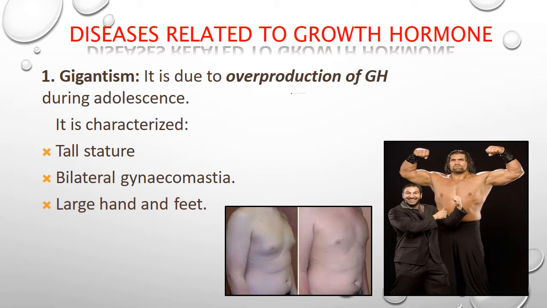Now we will see diseases related to growth hormone. First one is gigantism. It is due to the overproduction of the growth hormone during adolescence. Okay, if the growth hormone is overproduced during adolescence. Now which are the characteristics or features of gigantism? That is tall stature, then bilateral gynecomastia. Now what is gynecomastia? That is breast development in the male. You can see in the second figure, large hands and feet. So these are the features of gigantism due to the overproduction of the growth hormone.